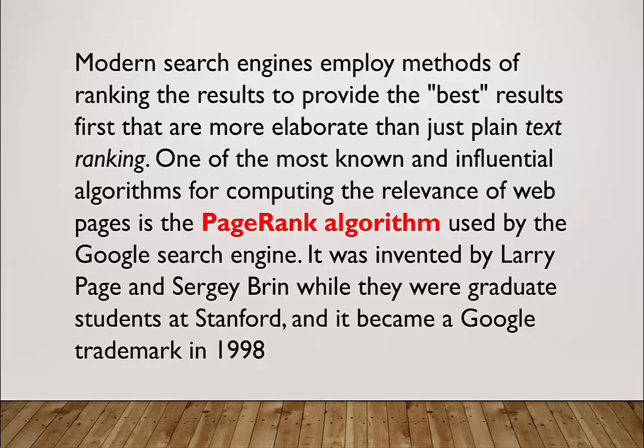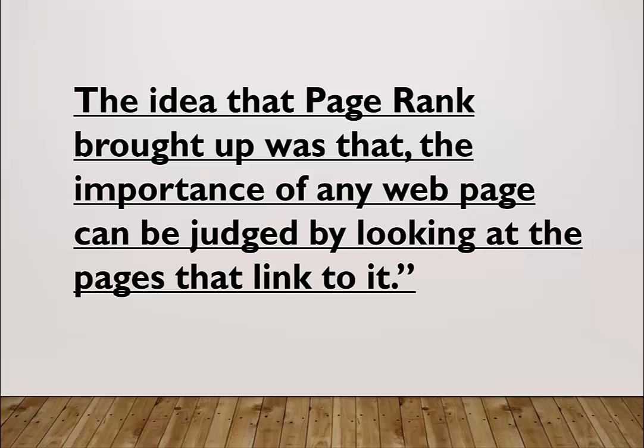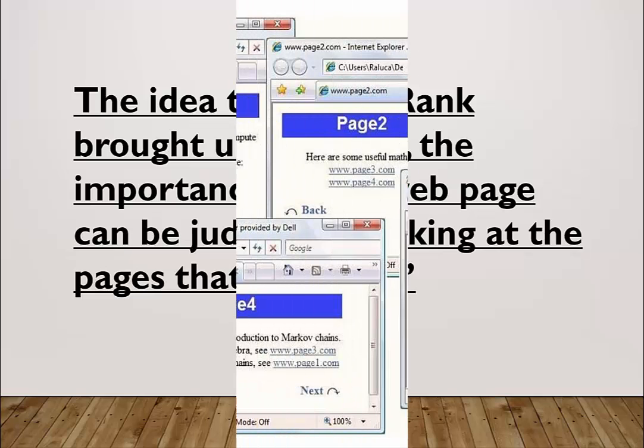Modern search engines employ methods of ranking the results to provide the best results first that are more elaborate than just plain text ranking. One of the most known and influential algorithms for computing the relevance of web pages is the PageRank algorithm, used by the Google search engine. It was invented by Larry Page and Sergey Brin while they were graduate students at Stanford, and it became a Google trademark in 1990. The idea that PageRank brought up was that the importance of any web page can be judged by looking at the pages that link to it.